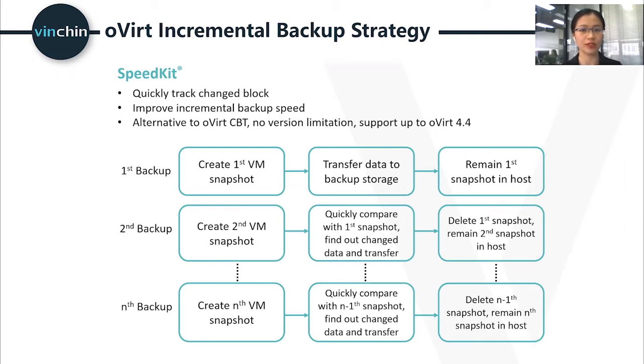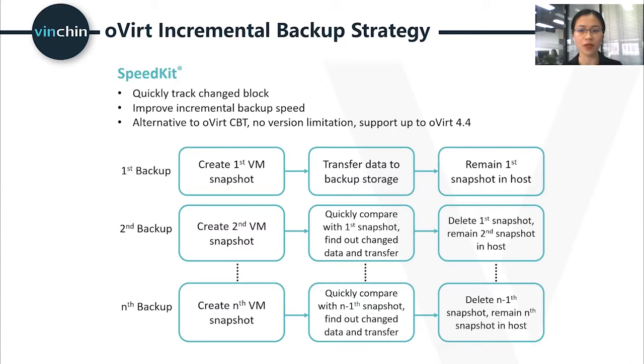To better improve incremental backup speed for oVirt, we self-developed a new function called SpeedKit to quickly track changed data during incremental backup. After performing a backup job, the backup server will tell the oVirt engine not to delete the snapshot, but keep it in the production VM. When performing the next backup job, the oVirt engine will create a new snapshot for the target VM, and the backup server will quickly compare the new snapshot with the previous snapshot remaining in the VM through the oVirt REST API to find out changed data and transfer it to backup storage.